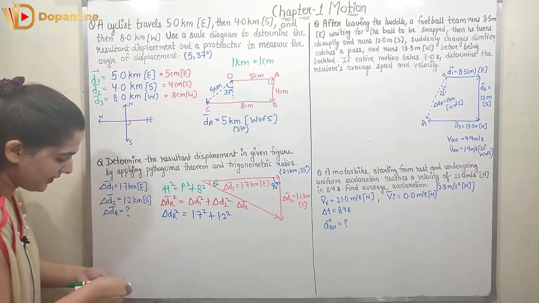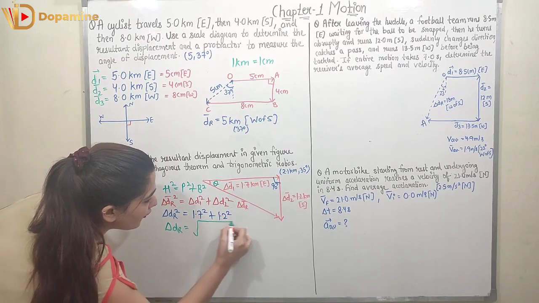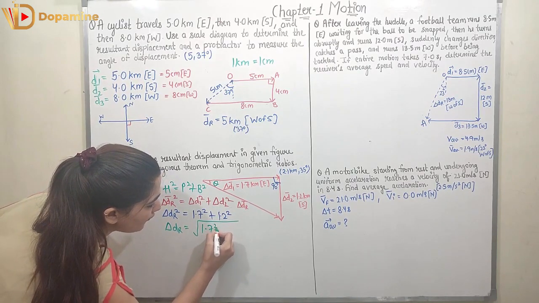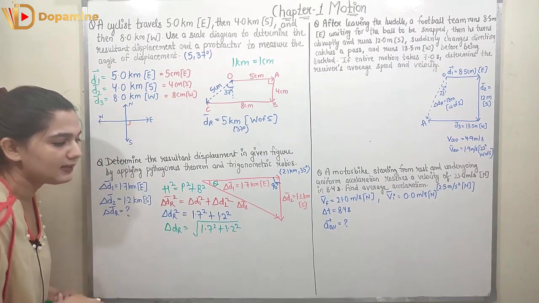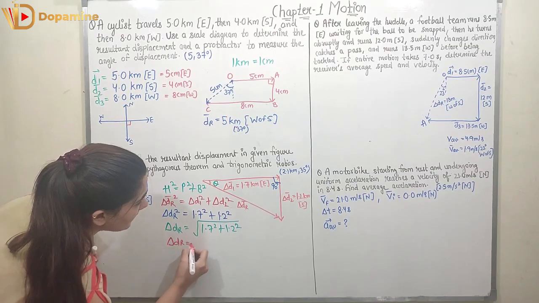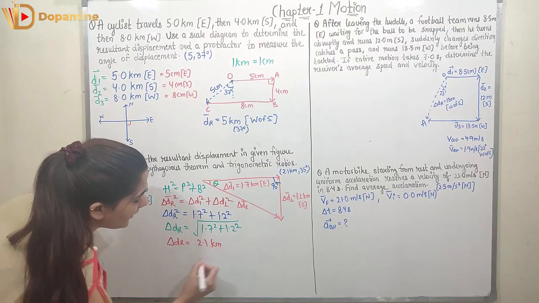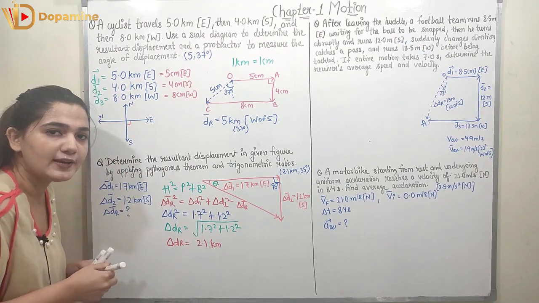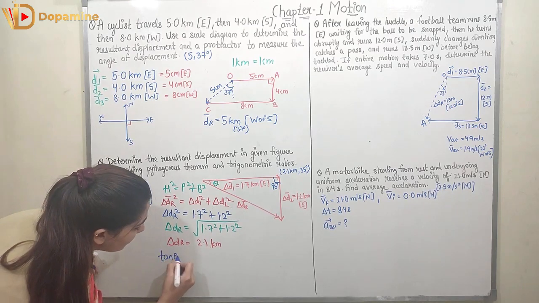So to find delta dr, what will I do? I will take the square root, so the square root of 1.7 square plus 1.2 square. Now you can pull out your calculator and do this calculation. So delta dr comes out to be equal to 2.1 kilometer. Right, so this is the magnitude. We should know the direction of dr as well. The direction can be found with the help of tan theta.